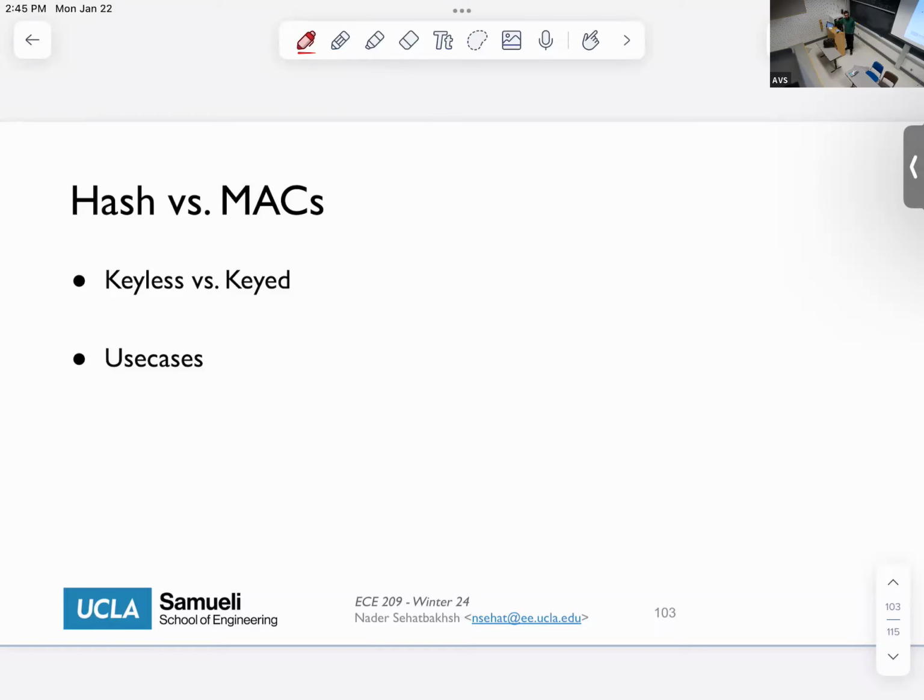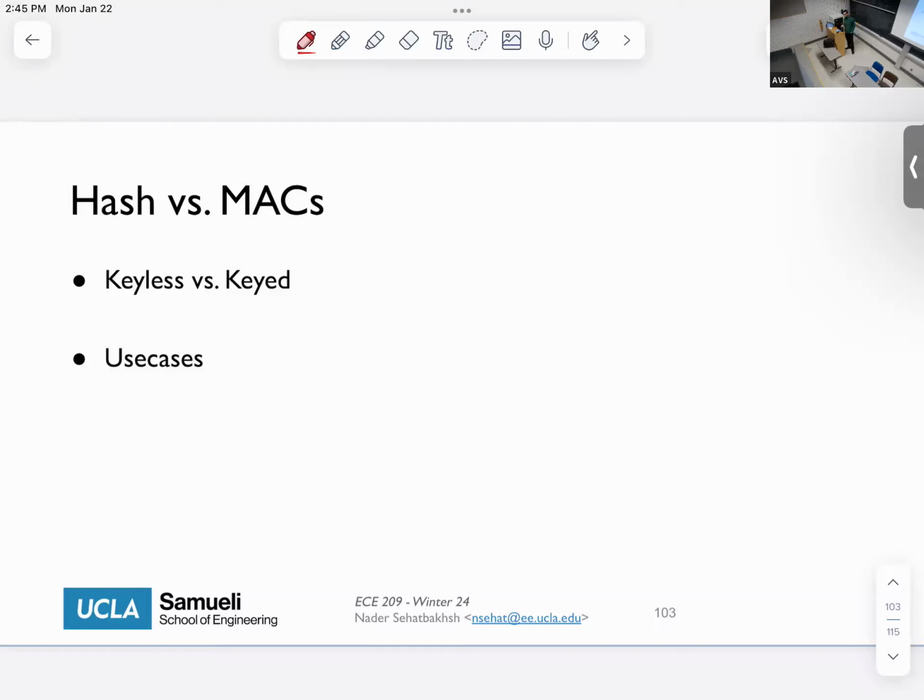MACs use a key. In other words, the attacker cannot compute the MAC. If the adversary can compute the MAC, it means that the adversary has access to the key, which means that the system is already broken. So MACs are very similar in that notion to symmetric key encryption, whereas hashes are very similar to what we call the asymmetric encryption case. And then the use cases are slightly different. MACs are for integrity checks.